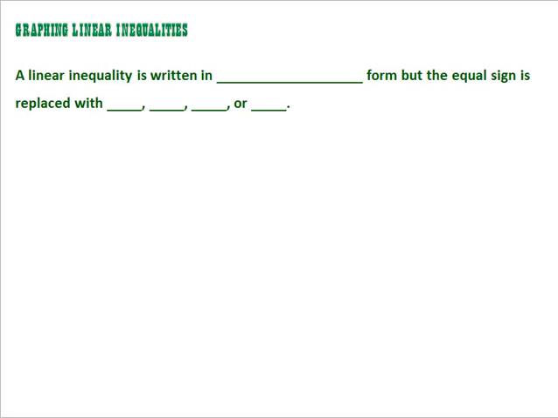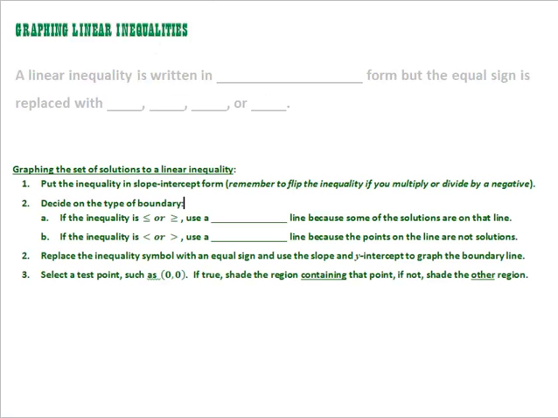Graphing linear inequalities. A linear inequality is written in y equals mx plus b slope-intercept form, but the equal sign is replaced with a less than, a greater than, less than or equal to, or greater than or equal to symbol. These are your inequalities, and that's why it's called a linear inequality, because it's written in slope-intercept form with an inequality symbol in there.